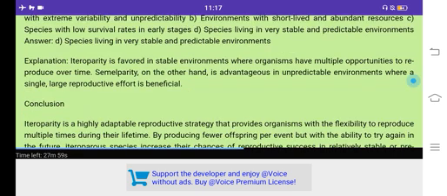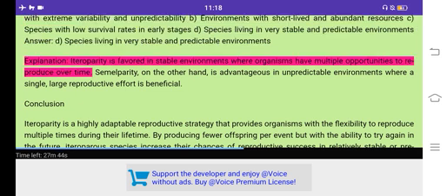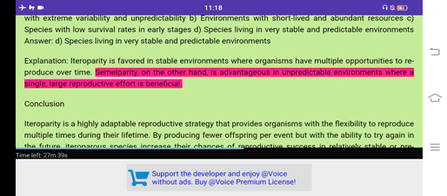Q3. In which of the following situations is iteroparity likely to be favored over semelparity? A. Environments with extreme variability and unpredictability. B. Environments with short-lived and abundant resources. C. Species with low survival rates in early stages. D. Species living in very stable and predictable environments. Answer: D. Species living in very stable and predictable environments. Explanation: Iteroparity is favored in stable environments where organisms have multiple opportunities to reproduce over time. Semelparity, on the other hand, is advantageous in unpredictable environments where a single, large reproductive effort is beneficial.